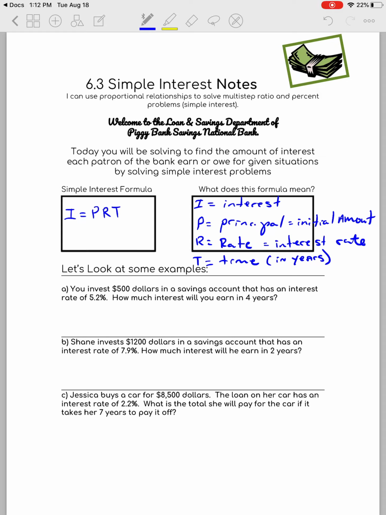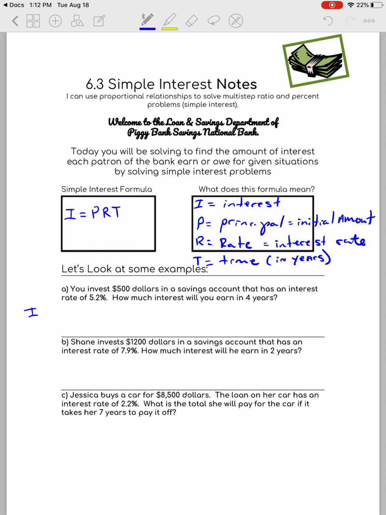You invest $500 in a savings account that has an interest rate of 5.2%. How much interest will you earn in 4 years? So you're going to take some money, you're going to throw it in the bank, it's going to gain 5.2% interest a year. You're going to make money by letting them hold your money. So, let's take a look at this.